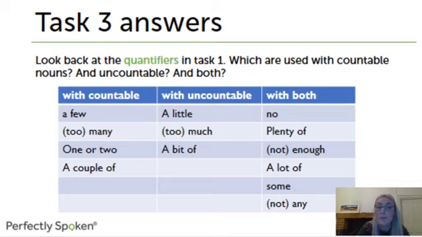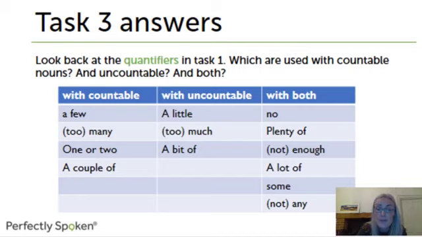And then the ones that we can use with both, like no stress. Yeah, then we've got no, so we can say no stress, no sweets, no alcohol, for example. Plenty of. Yeah, plenty of time with my family, plenty of visits from friends, plenty of hours outside in the sunshine, and plenty we use for a big number, don't we?